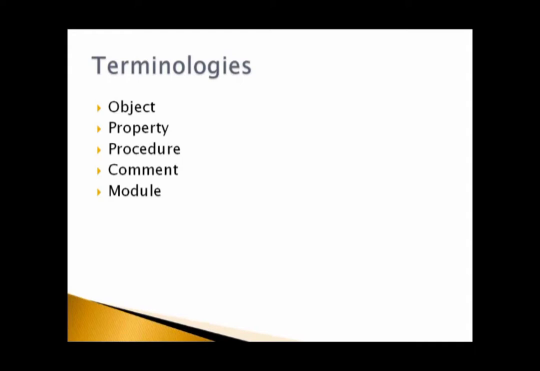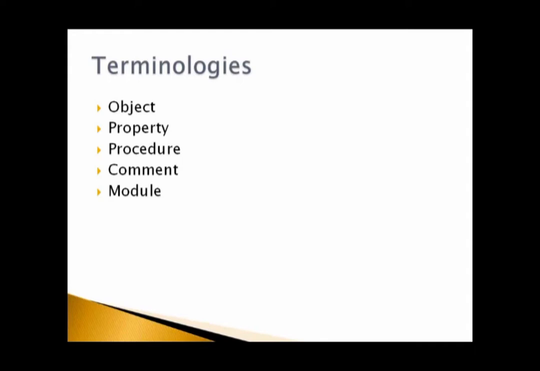I'm going to only talk about the objects that we are going to use for Excel VBA. Mostly in Excel, the objects that we use are workbook. You all know what a workbook is. And a worksheet, so we might want to address a particular sheet. And we might want to address a chart, a pivot table. So these things are called objects.